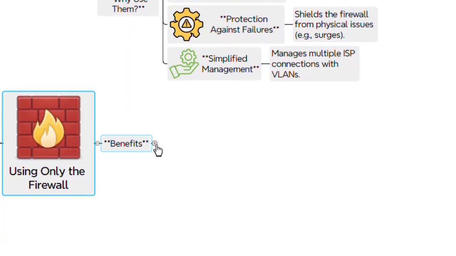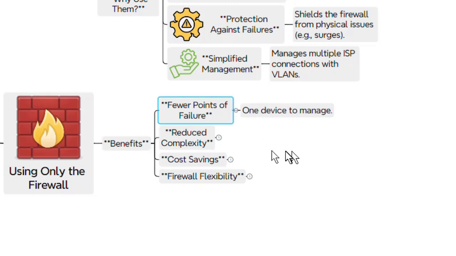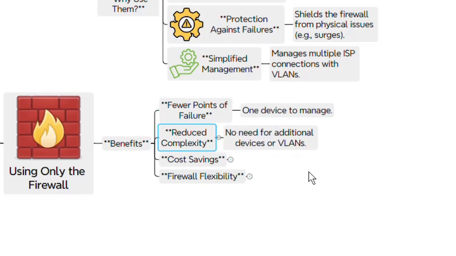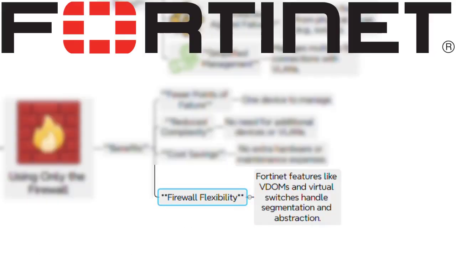The upsides. Fewer things to break. Less hardware means less to worry about. Simpler setup. No extra devices or VLAN drama. Saves money. No need to buy, maintain, or upgrade extra gear. Fortinet magic. Features like VDOMs and virtual switches can handle a lot of what a dirty switch does.